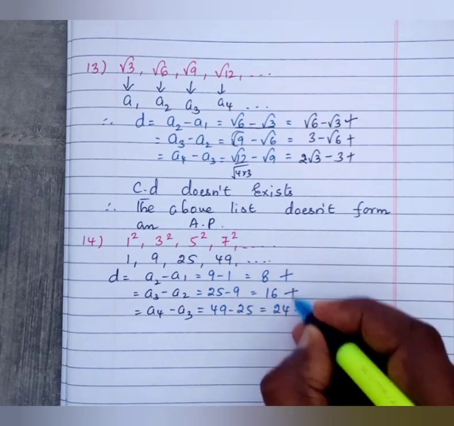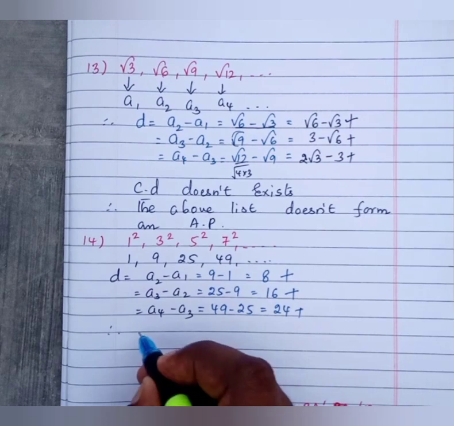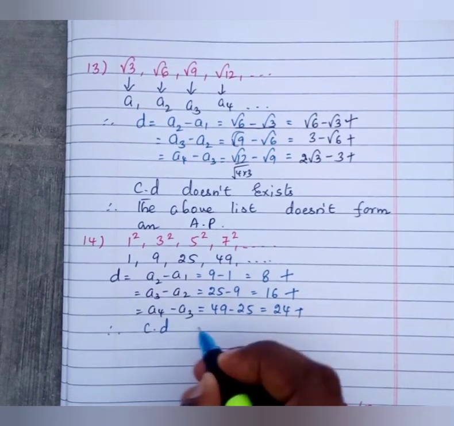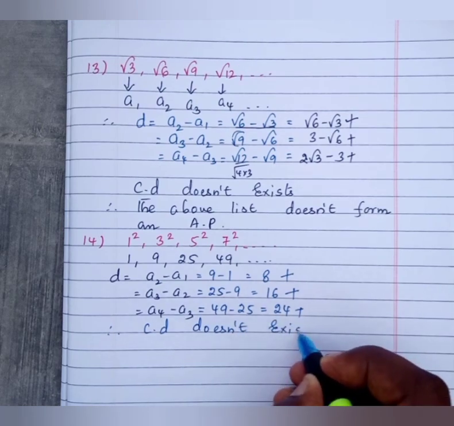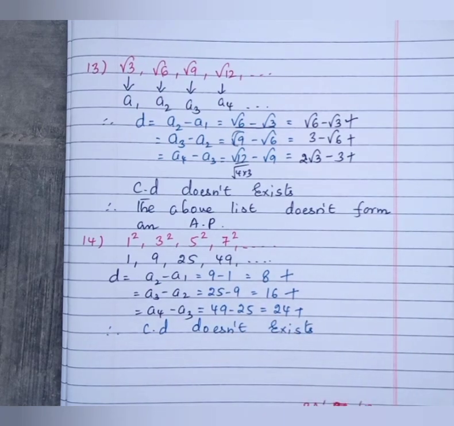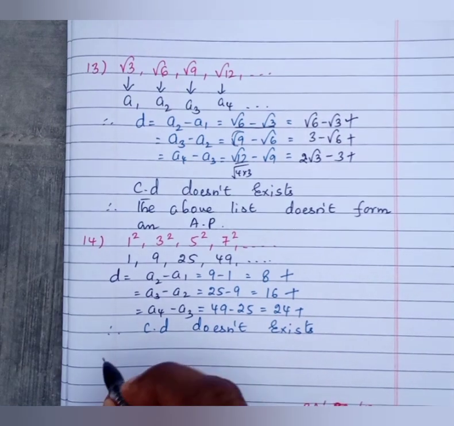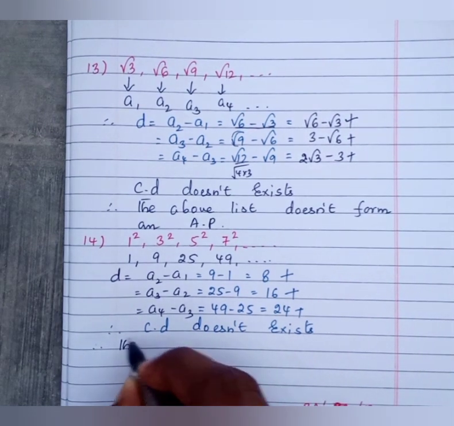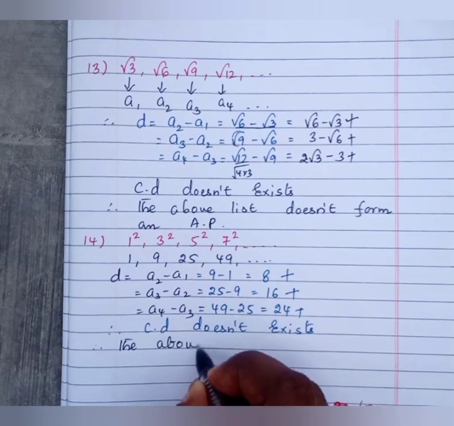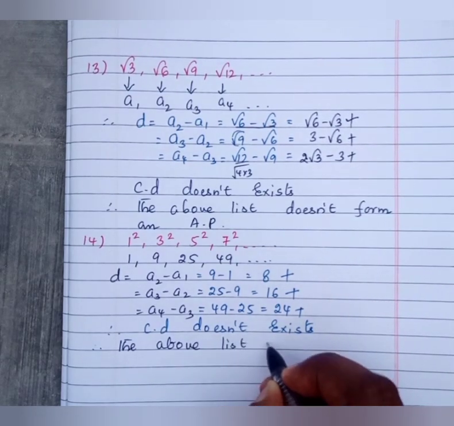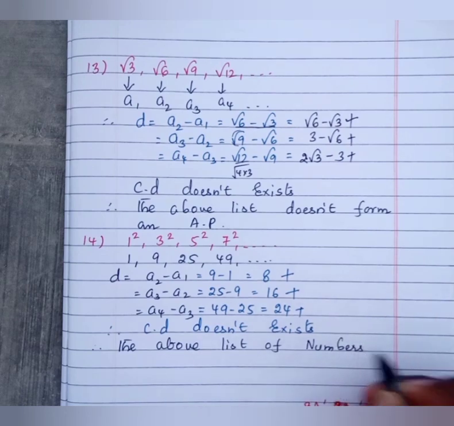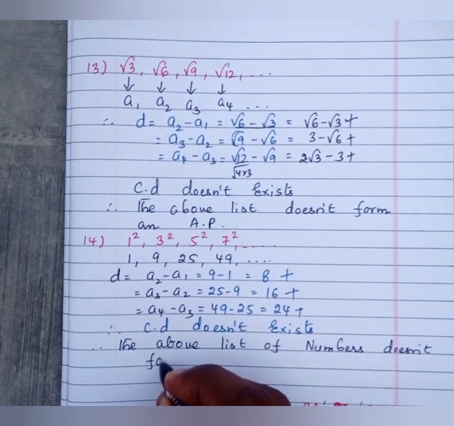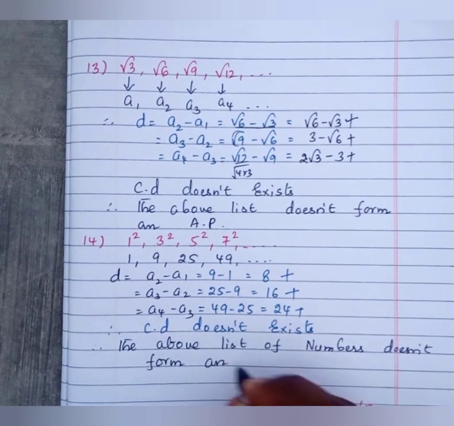If you observe, it is not the same. That means no common difference exists. That means the above list of numbers does not form an AP because it doesn't have a common difference. Please understand the concept of AP and try to solve as many questions as possible. Moving to the next question now.